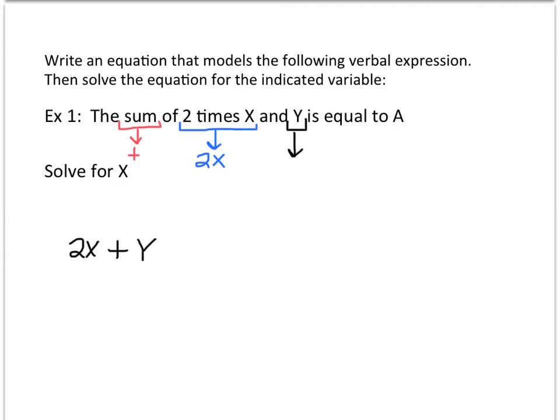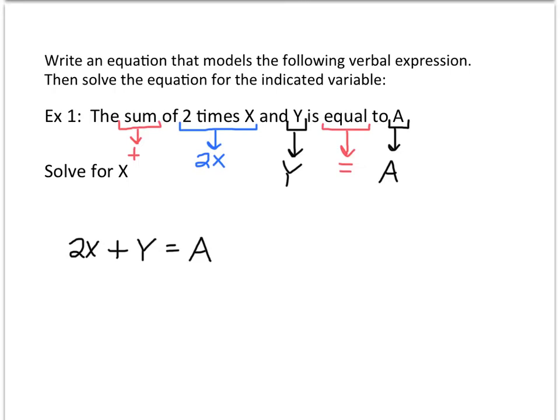The question now is, what else is happening? Well, I have this term equal. So I immediately know that I have this equation equal to something. So this closes off the left-hand side of our equation. And the question is, what is it equal to? And that's where we see this key term a. So I know that 2x plus y must be equal to a. So here's our little equation. Now I simply need to solve this for x.